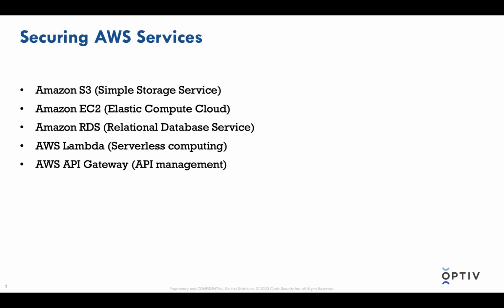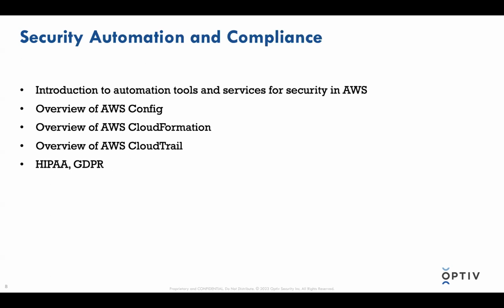Lastly, we have AWS API Gateway, which enables organizations to create, publish, and manage APIs securely at scale. When securing API Gateway, it's important to implement authentication and authorization mechanisms such as API keys or IAM roles to control access to your APIs. Utilizing SSL/TLS certificates for secure communication and implementing throttling and rate limiting helps protect your APIs from abuse and potential attacks.